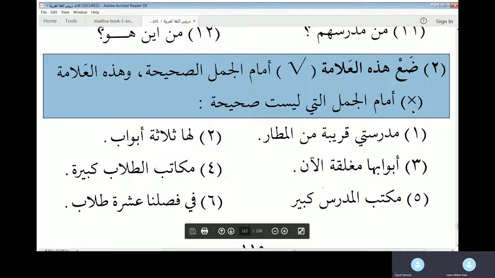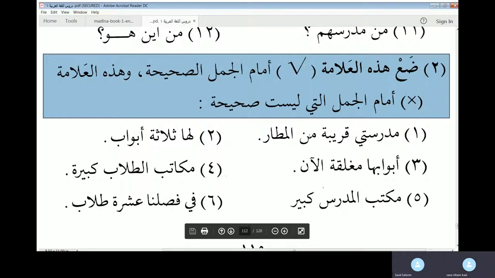Wahazihi alamatul khata amama. Amama is in front of. Al-jumalul lati. I just told you that after amama, the next word is majroor. Amama al-jumali, jumalil lati laisat sahihatun.